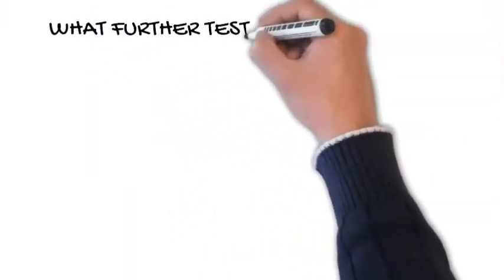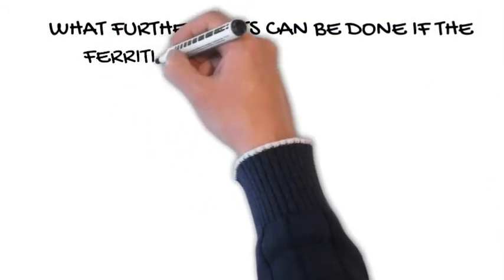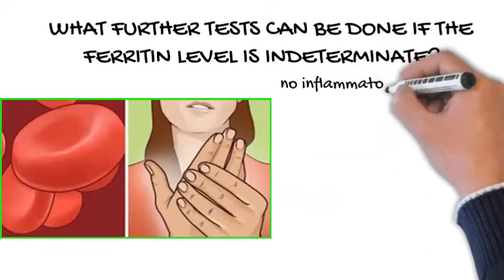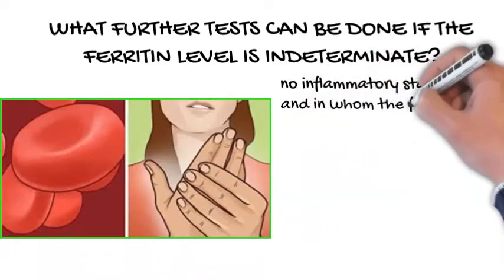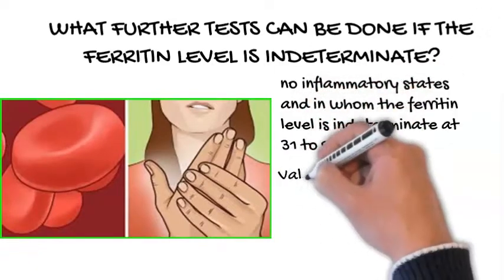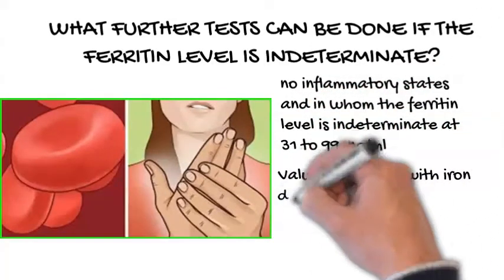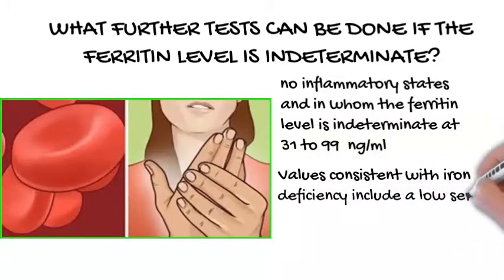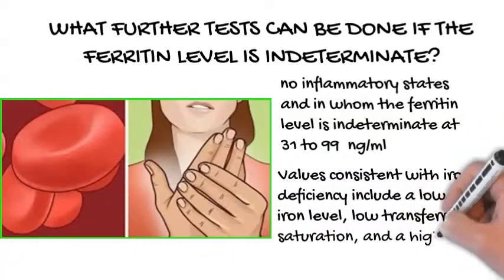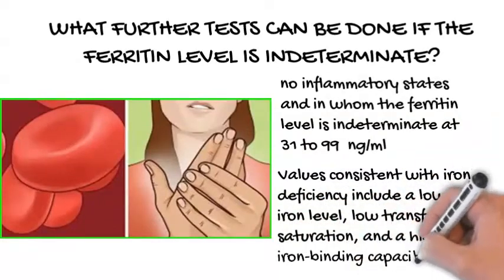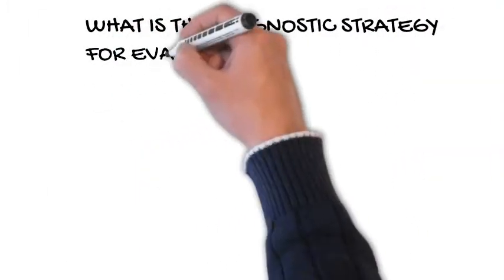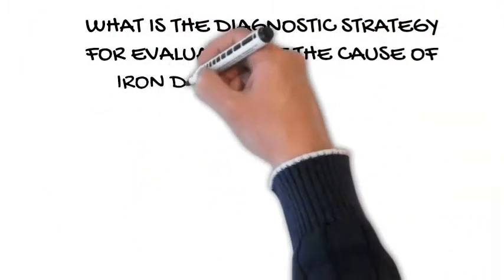What further tests can be done if the ferritin level is indeterminate? In patients with no inflammatory states and in whom the ferritin level is indeterminate at 31 to 99 nanograms per milliliter, further tests can be performed to ascertain iron status. Values consistent with iron deficiency include a low serum iron level, low transferrin saturation, and a high total iron binding capacity.